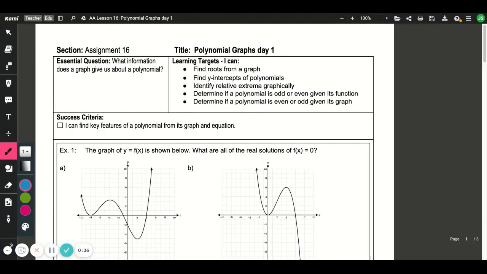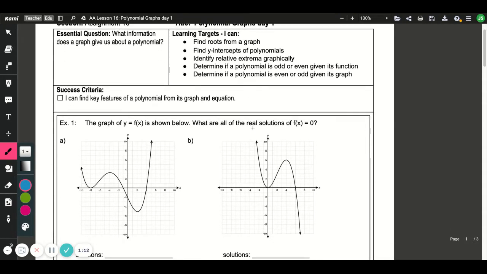So we're going to talk about finding roots or solutions from the graph, what those actually are, how to find them if we are given a graph, how to find y-intercepts of polynomials. That should be a review because we did it already with quadratics, but we're going to do it again with polynomials. We're going to talk about relative extrema, what that means, the different types, how to find it. And then we're going to do odd and even. So odd and even refers to both a function and a degree, or the graph.